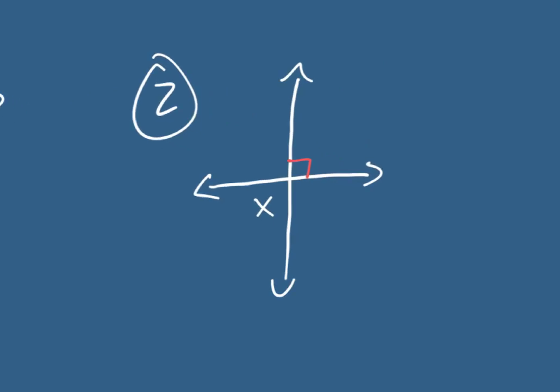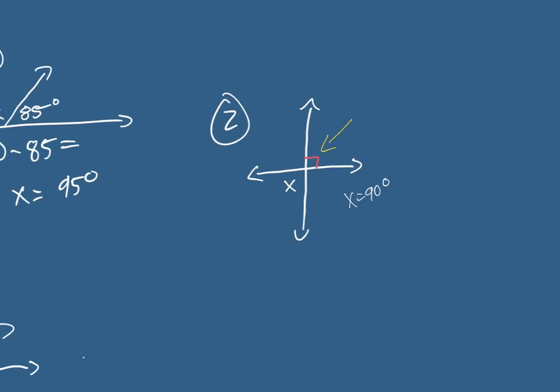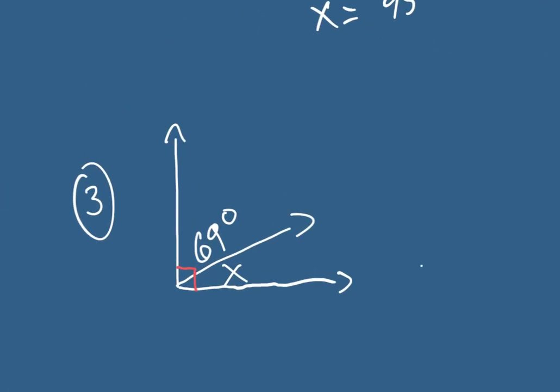For number two, you have a 90-degree angle right here. And so you're looking for x, which is right across from that, which means it's a vertical angle and thus complementary. Or, I'm sorry, not complementary, but congruent. And so if it's congruent to 90 degrees, x must then also equal 90 degrees. Not too bad.